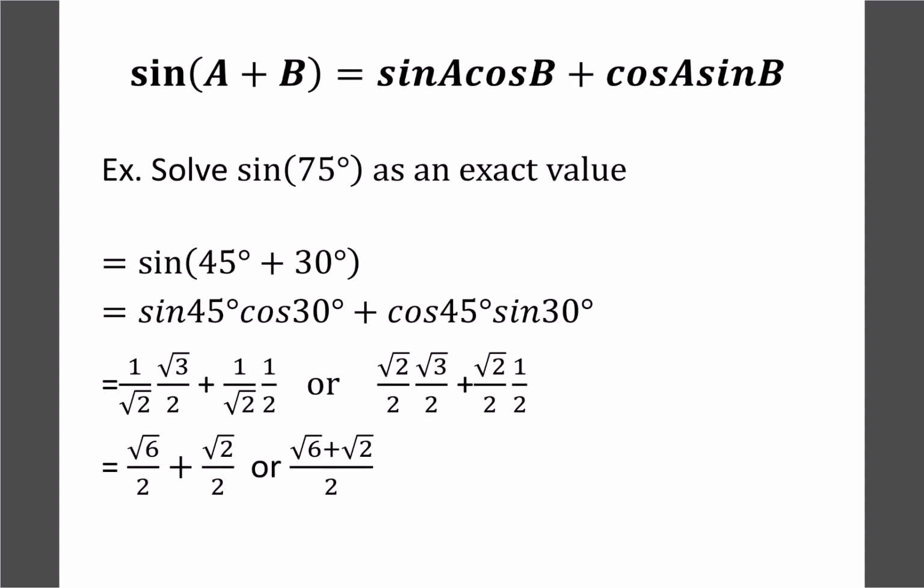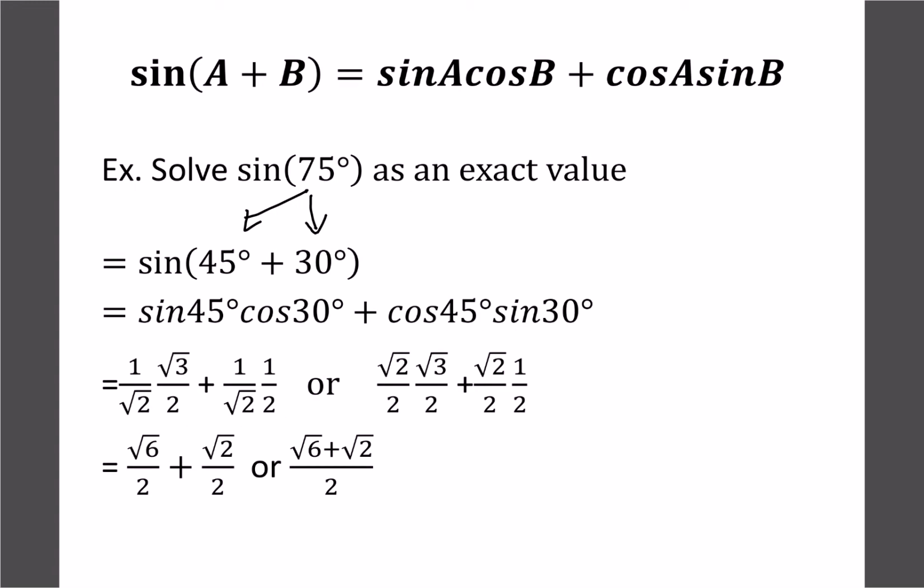So if I say solve sine 75 as an exact value, we don't have 75 as being one of our perfect triangles. Remember, it was 30s, 45s, or 60s. But what we do know is 75 can actually be broken apart into 45 and 30. So if we take this new formula and use the identity, that'd be the same thing as sine 45 cos 30 plus cos 45 sine 30, then we can use our exact values and go from there.